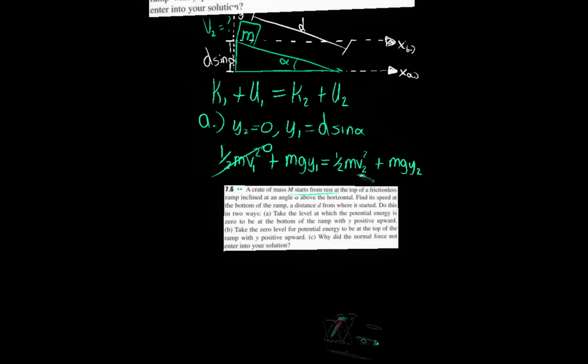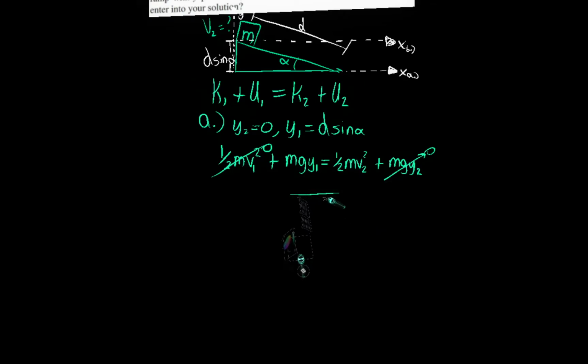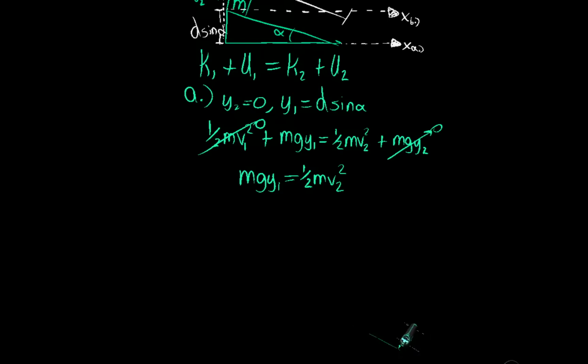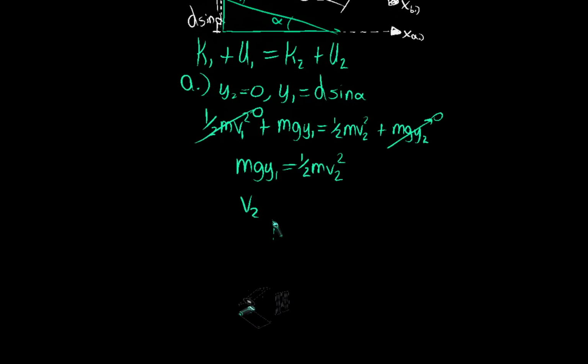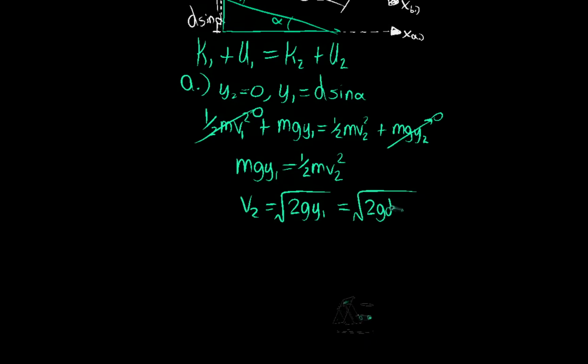It does have speed at the bottom because it's gone down the ramp. But by the time it reaches the bottom of the ramp, that's where we define 0 to be, so the potential energy at the bottom will be 0. So we can quickly cross out those terms, and all we're left with is mgy1 equal to 1/2 mv2 squared. We're solving for v2. If you solve for that, you get v2 equals the square root of 2gy1, which, if you plug in what y1 is, d sine alpha, is the square root of 2g d sine alpha. There it is.